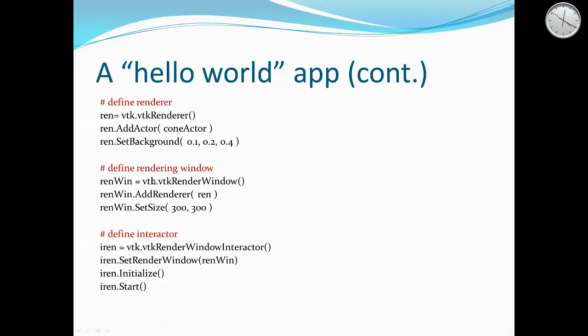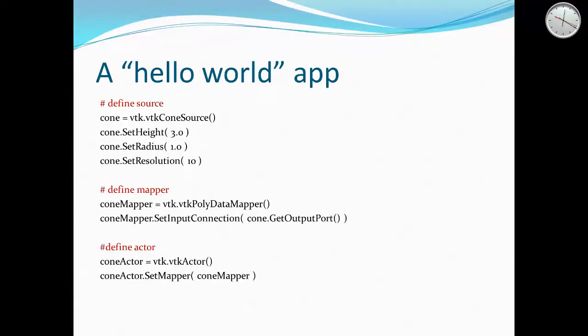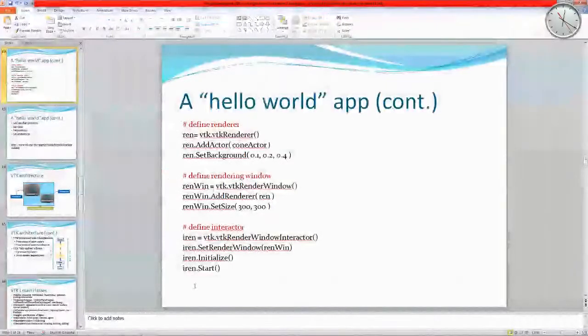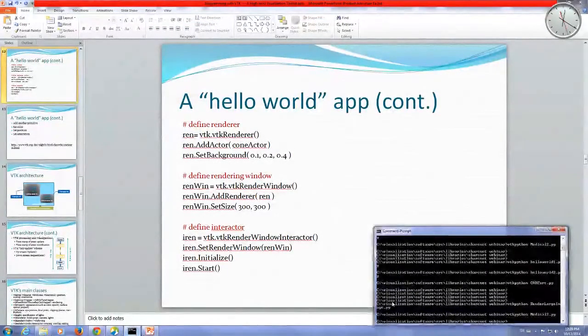And then we need to create a render window. Once we create that, we just add the renderer into the render window. Finally, we create an interactor and attach it to the render window. So now we can give it a try. It's very short, and let's see what we have. I think it's less than 20 lines, and I'm going to run this. One second.